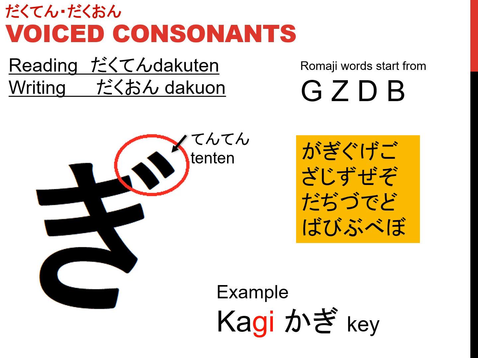Dakuon and dakuten are called voiced consonants in English. Sounds starting with G, Z, D, or B are called voiced consonants because of the vibration when pronouncing them. In both hiragana and katakana, these are written with 2 dots in the top right corner of the symbol. In all cases, they are pronounced as voiced sounds.